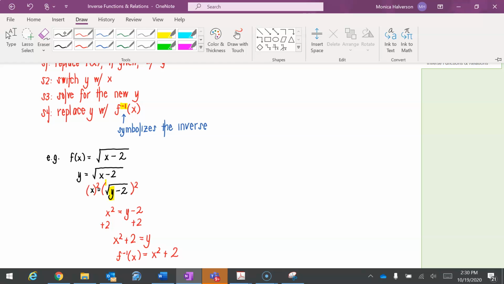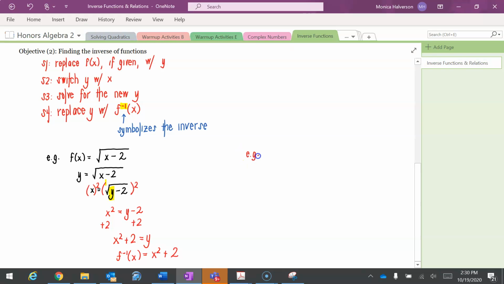Okay, I would like you to do one on your own. Please find the inverse of f of x is equal to the square root of x plus 1. All right, so let's do this one together. Replace f of x with y. And then we're going to switch x and y.